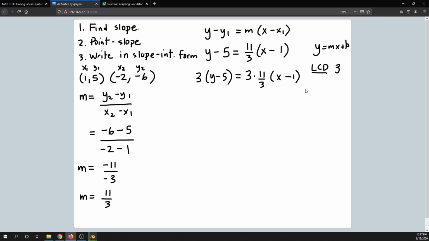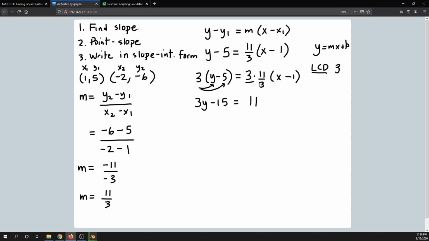The first step in solving this equation is going to be to simplify both sides as much as possible. So over on the left side, I'm going to distribute that 3 through the parentheses. So I get 3y minus 15. Over here on the right-hand side, I have 3 times 11 thirds. That's just going to come out to be 11.